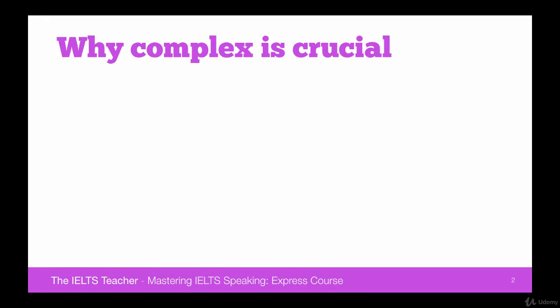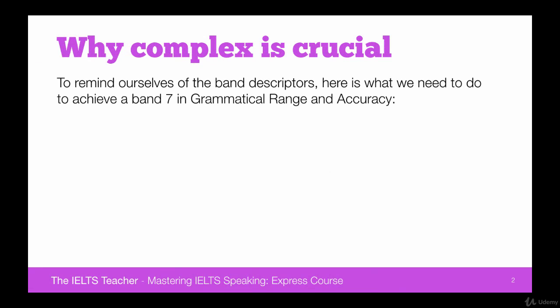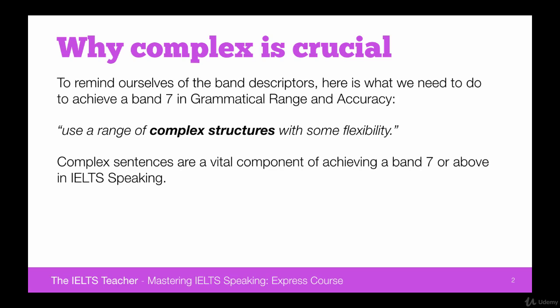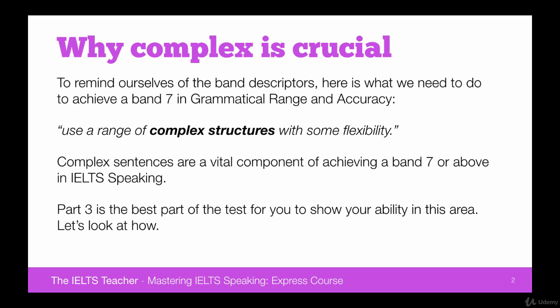So why is complex crucial? Well, to remind ourselves of the band descriptors, here is what we need to do to achieve a band 7 in grammatical range and accuracy. We need to use a range of complex structures with some flexibility. So you can see that complex sentences are a vital component of achieving a band 7 or above in IELTS speaking. Part 3 is the best part of the test for you to show your ability in this area. Let's look at how you can do that.